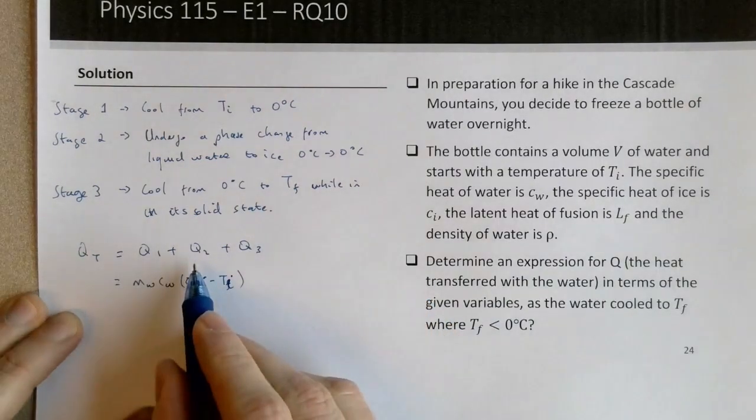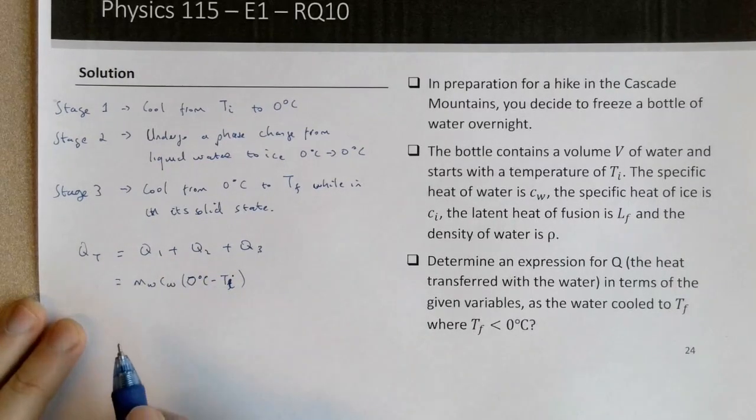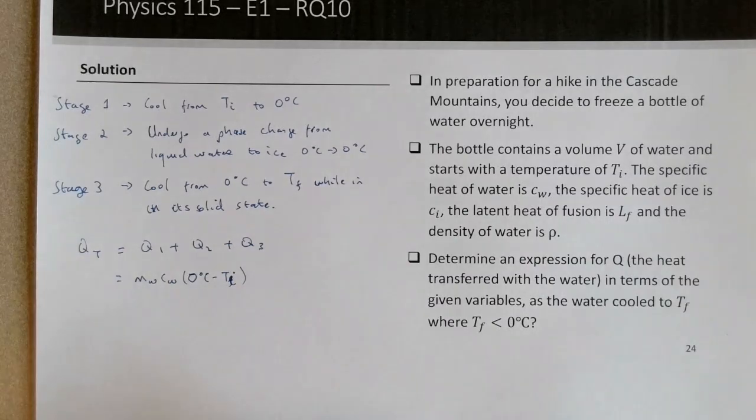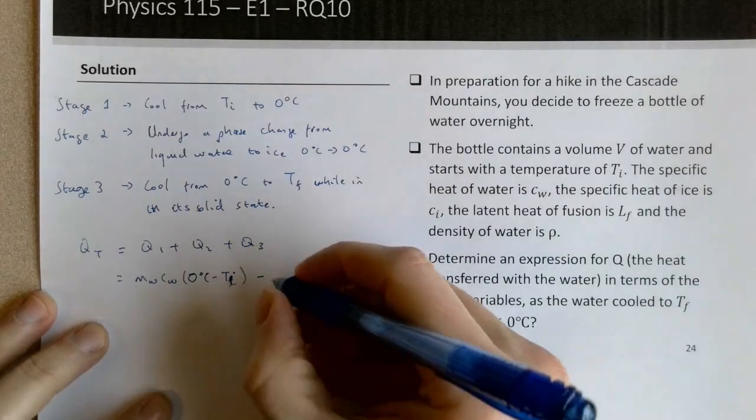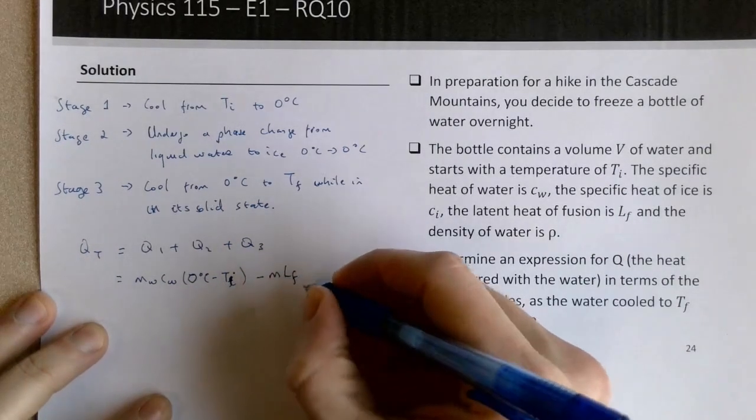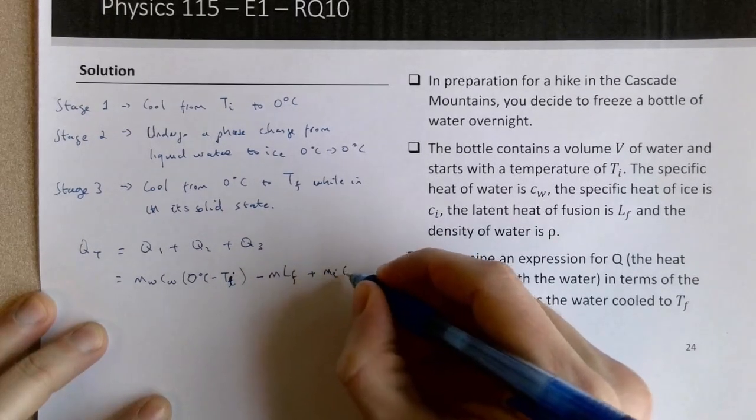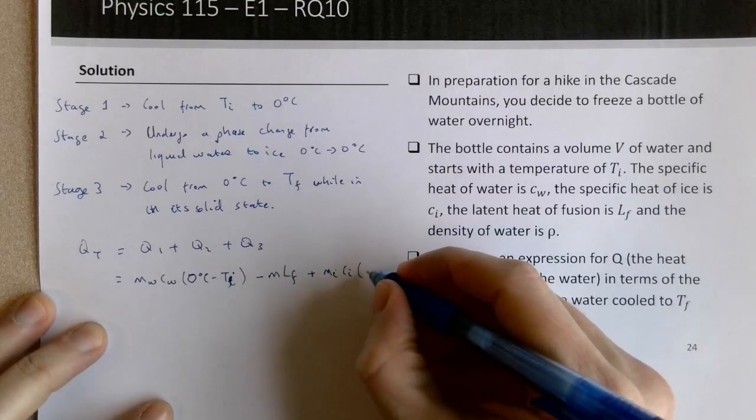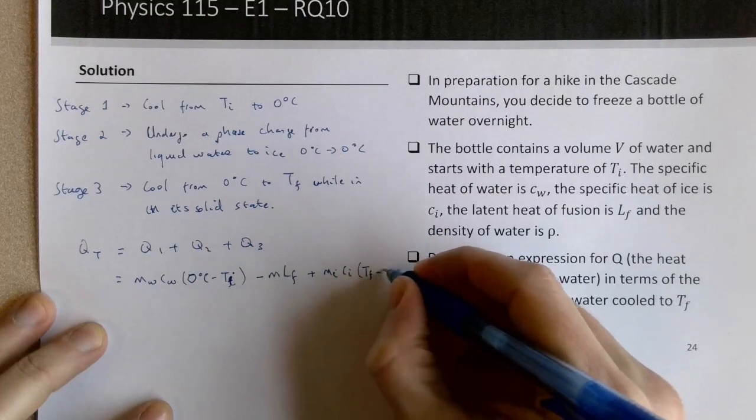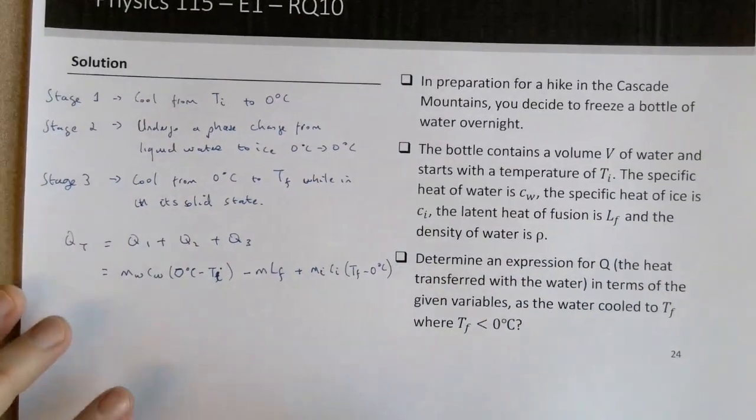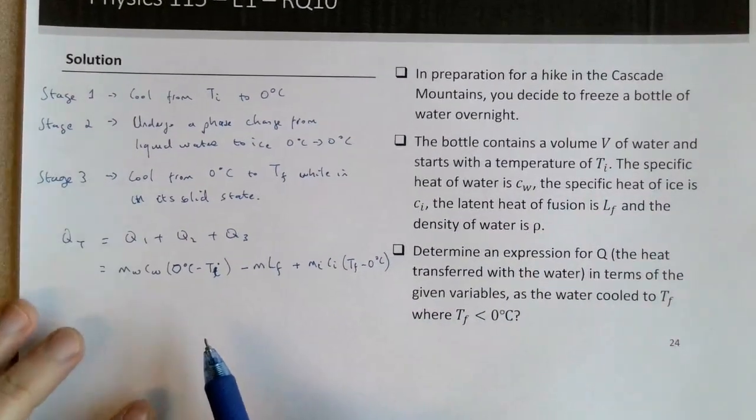The Q2 is an mL term, but in this case, the heat has been removed. So it's a negative. The sign of Q is minus. So we have a minus m times Lf, and then we have a plus mass of the ice times the C of the ice times the final temperature, which is T final, minus the initial temperature of the ice, which is 0 degrees. Okay, so that's what we have here.